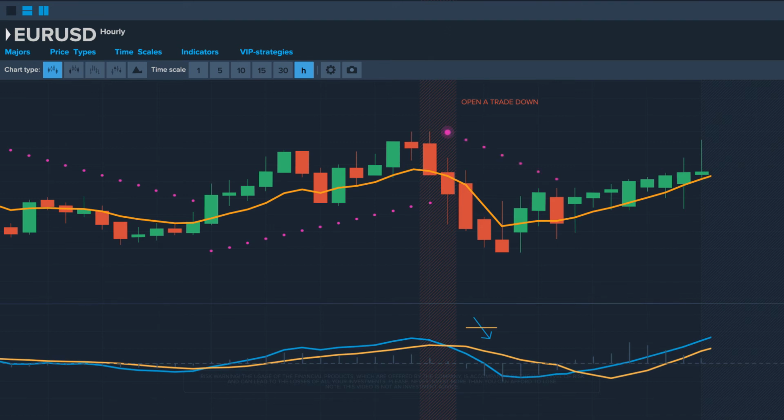To open an up trade, wait until the exponent is headed upward and make sure that you have an ascending trend. The MACD line must intersect the signal line bottom up and the parabolic dot must be beneath the chart.